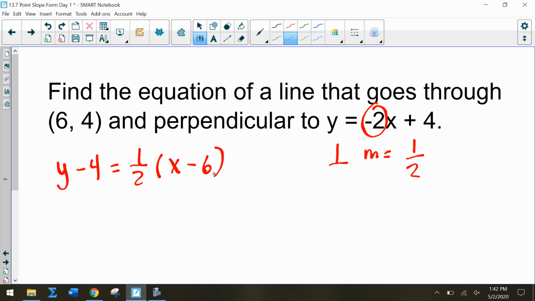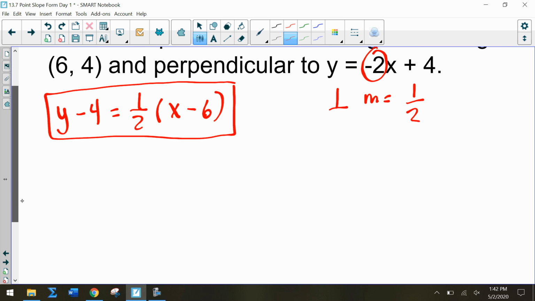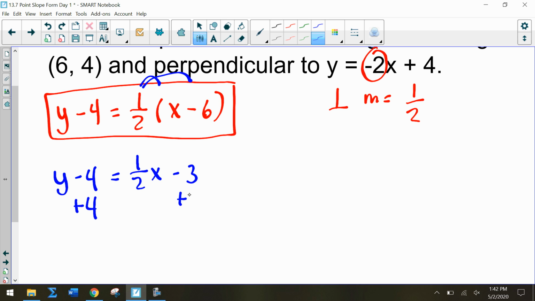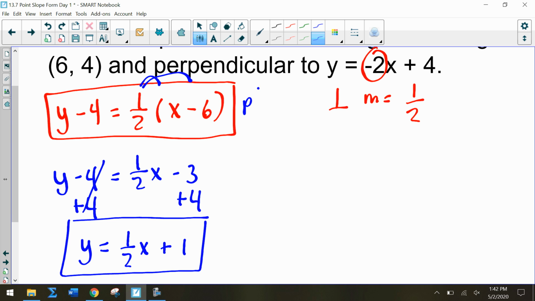Now, let's rearrange this into slope-intercept form. So this is a correct answer, just writing an equation of a line, but now let's say I wanted to write this in slope-intercept form. We can distribute. And then add 4. So this is in point slope, but when we solve for y, we get slope intercept.